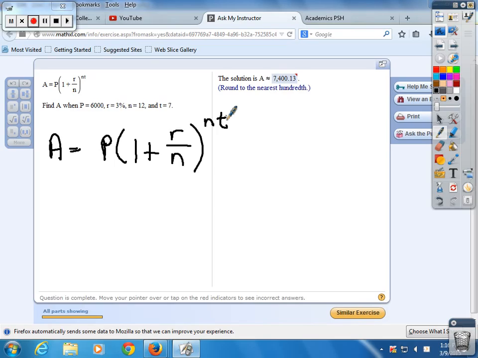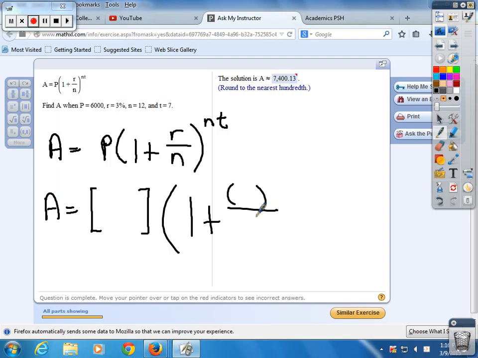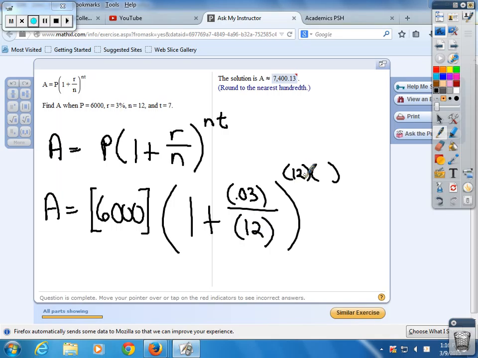So, first thing I'm going to do is rewrite. I'm going to put brackets there for P. 1 plus parentheses over parentheses raised to the parentheses times parentheses power. My P is 6,000. My R is 0.0 what? 0.03. My N is 12. And my T is what?